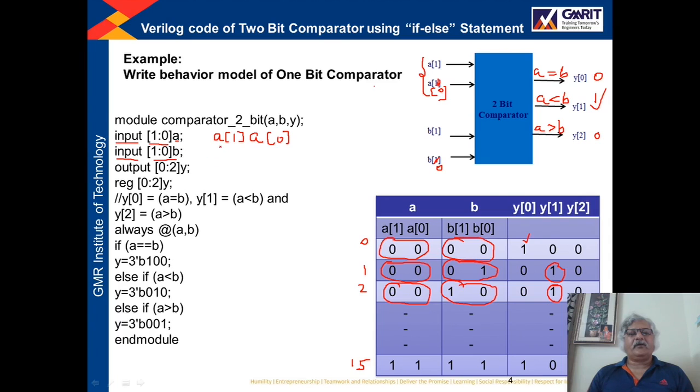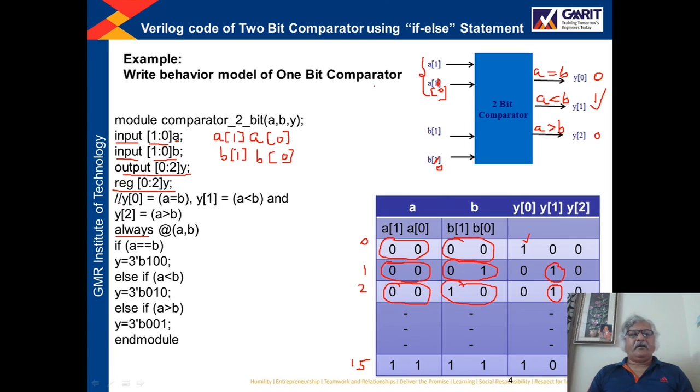With this, two elements of vector B will be created. These are B1 and B0. Right. The remaining thing in the code is the same. There is no change. See here, output [0:2] Y, reg [0:2] Y, then always.